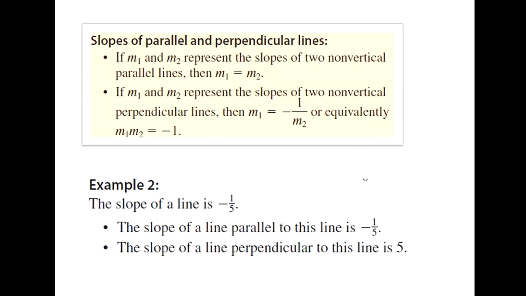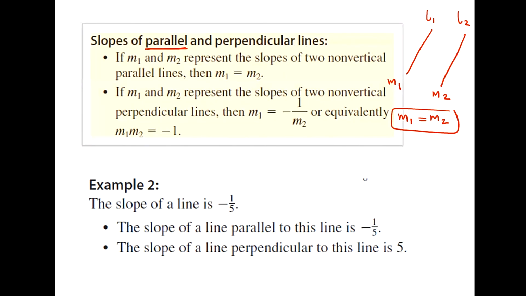If we have two lines that are parallel, parallel means like this: line 1, L1, and line 2, L2. If we have line 1 with the slope m1 and line 2 with the slope m2, then m1 equals m2 in case the two lines are parallel.